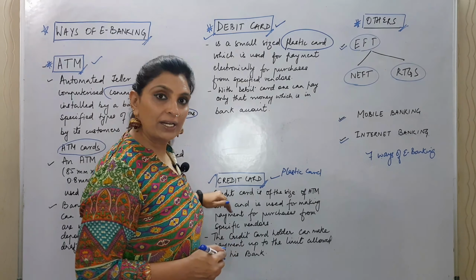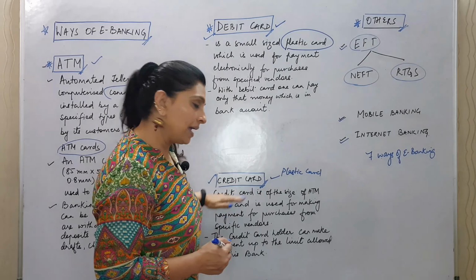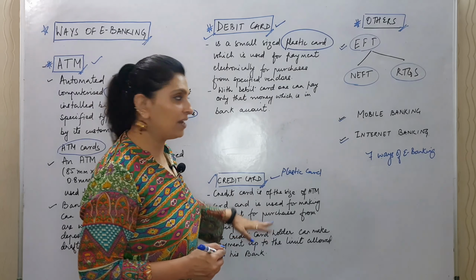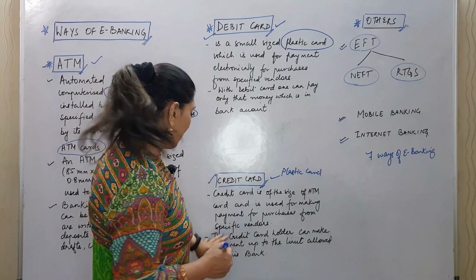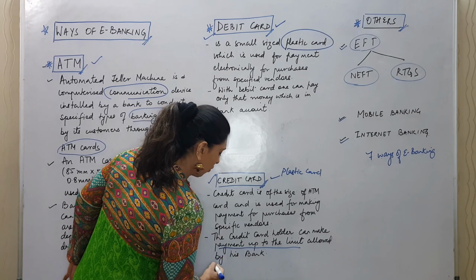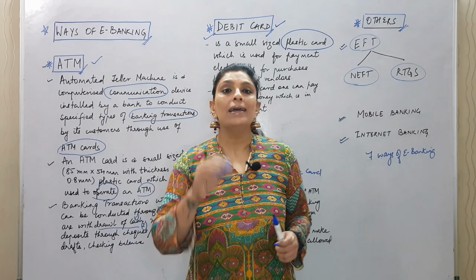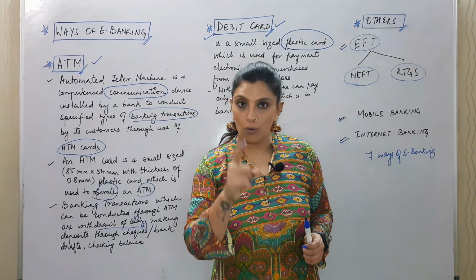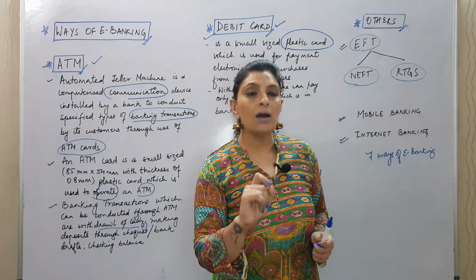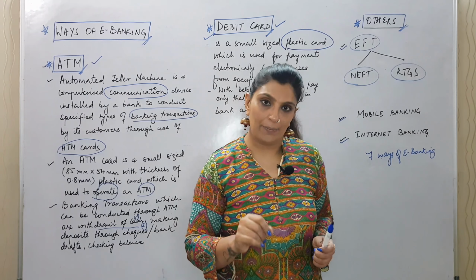But the credit card is of the size of an ATM card, and is used for making payment for purchases from specific vendors. Similarly, the same way. But a credit card holder can make payment up to the limit allowed by his bank. Now what is a credit card and how is it different from a debit card? A credit card is not your own money, it is the bank's money. The bank has given you a loan. If you don't pay the money on time, there would be an interest charge for the same.